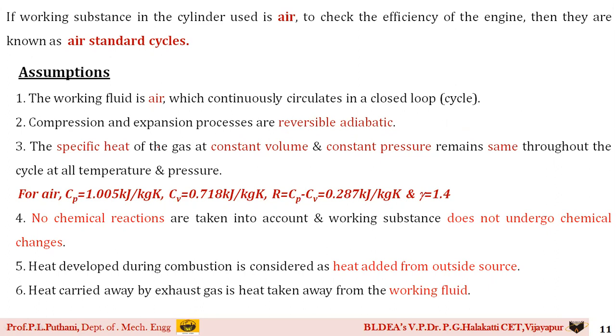Then the third assumption states that the specific heat of the gas at constant volume as well as at constant pressure throughout the cycle has to remain the same. Irrespective of the change in pressure and temperature, the Cp and Cv values for air have to remain the same throughout the entire cycle. You can see here I have highlighted the Cp and Cv values for air. Cp, the specific heat at constant pressure, is 1.005 kilojoules per kg Kelvin. Cv is 0.718 kilojoules per kg Kelvin. The gas constant R for air is 0.287, and the ratio of specific heats, gamma, is 1.4.